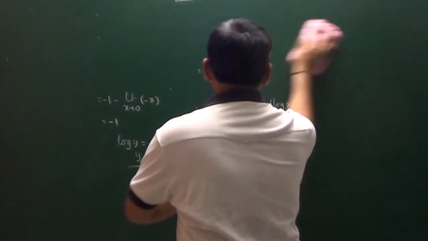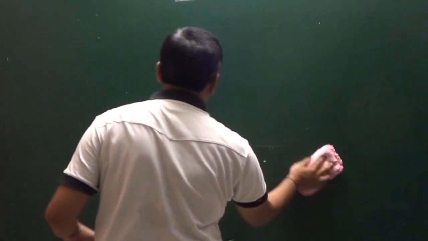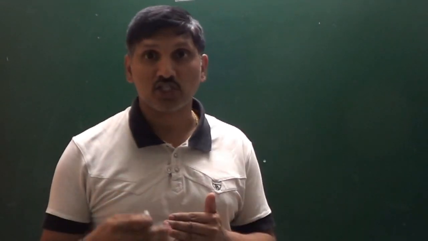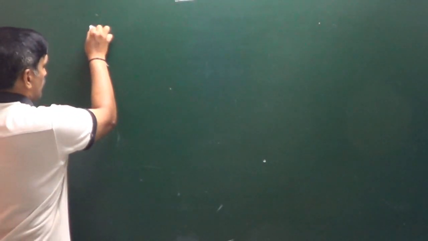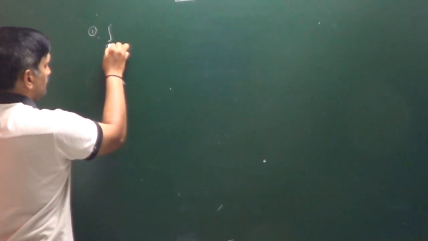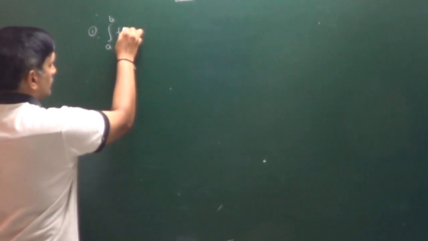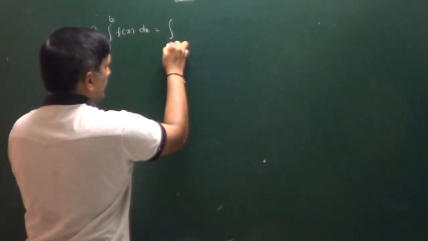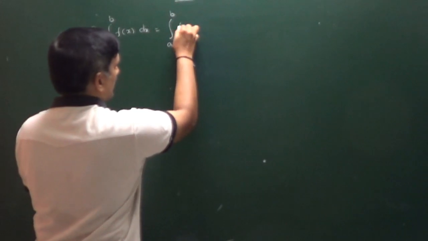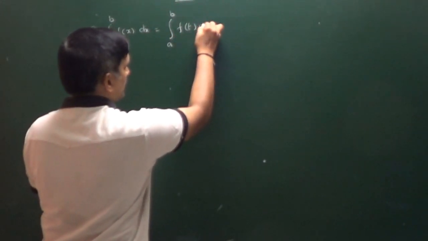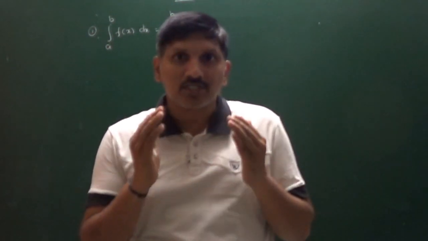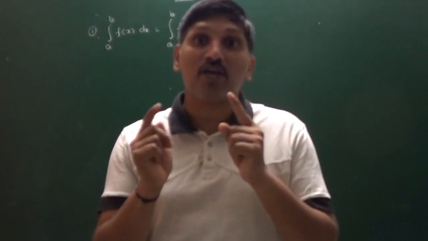Right, come back to the discussion on properties of definite integrals. Please note down these properties one by one. The first property: the integral from a to b of f of x dx is equal to the integral from a to b of f of t dt.